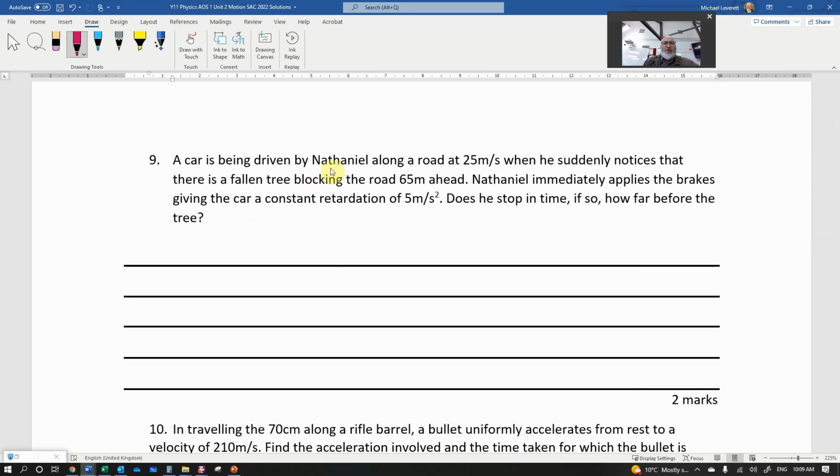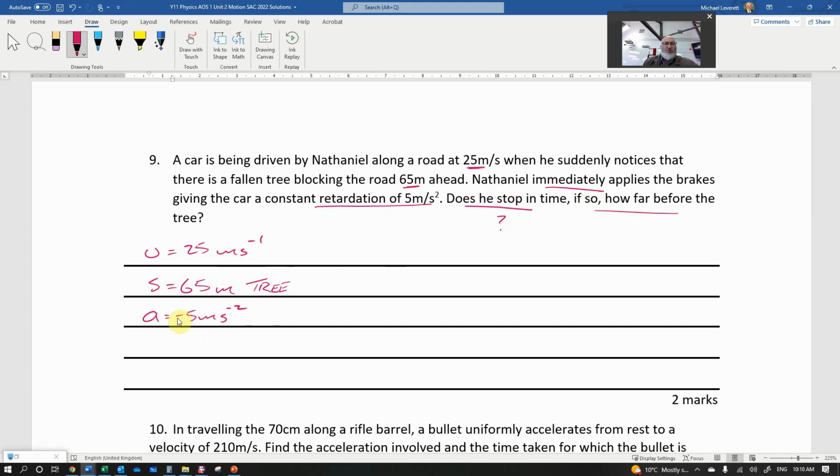Number 9, the car is being driven by Nathaniel along the road at 25 metres per second. He suddenly notices that there's a fallen tree blocking the road 65 metres ahead. So U equals 25 metres per second. S equals 65 metres, but that's 65 metres until a tree. Nathaniel immediately applies the brakes, giving the car a constant retardation of 5 metres per second squared. So A equals -5 metres per second squared. Does he stop in time? If so, how far before the tree?